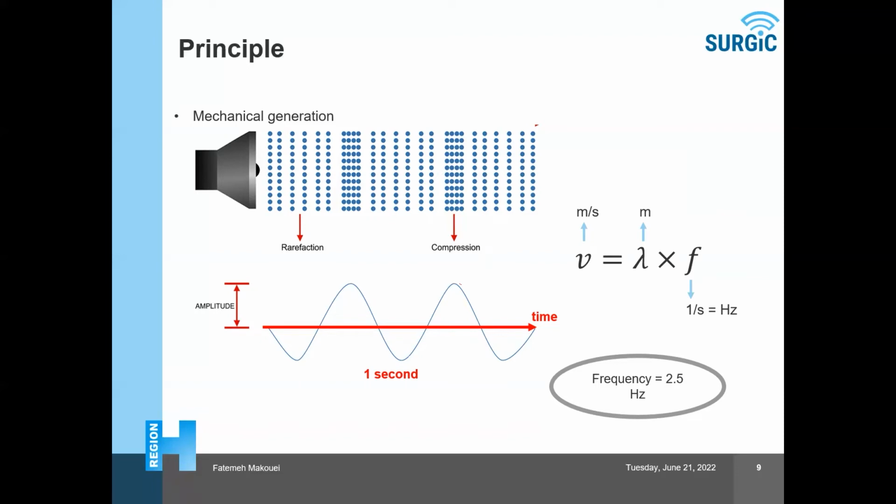Then we have the velocity of wave or speed of wave. It is the distance traveled by a wave in 1 second. And there is a relationship between velocity, frequency, and wavelength. So you see, for a medium with a fixed wave velocity, there is an inverse relationship between the frequency and wavelength. So a larger wavelength means a lower frequency and vice versa.